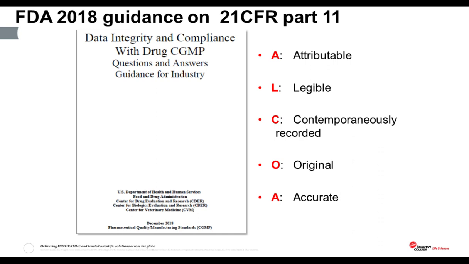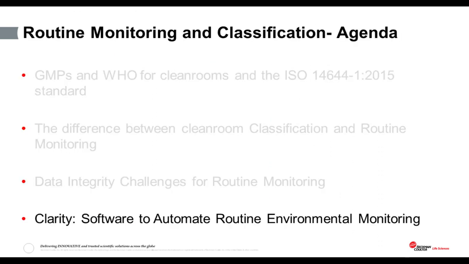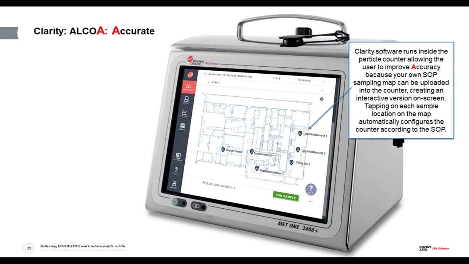And finally, it should be the original electronic record, and this is probably the key thing, the data that it contains should be accurate. So you can see we've got an incredibly manual process here with opportunity for human error. And at the same time, the FDA are encouraging us to be more rigorous about these programs, make them more robust. So let's take a look at how routine environmental monitoring can be automated to help improve data integrity using the new Clarity software.